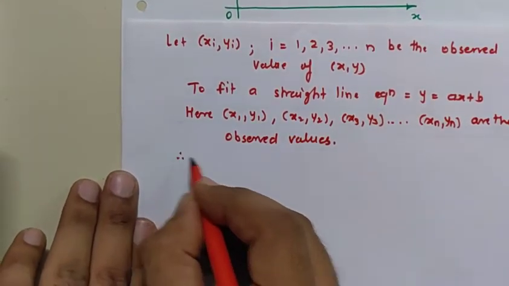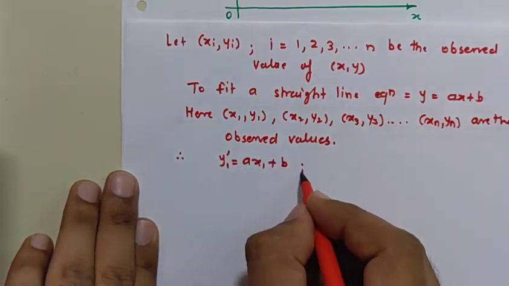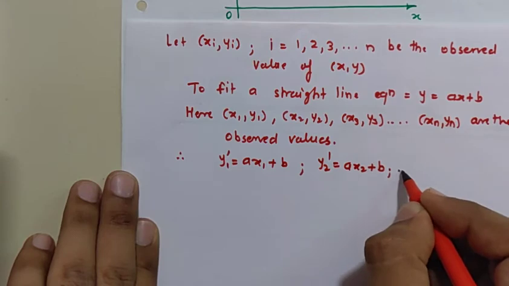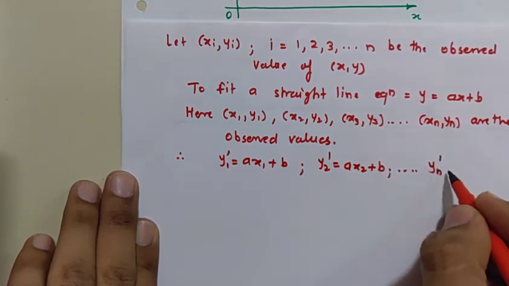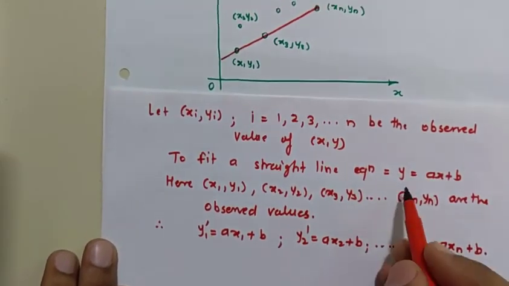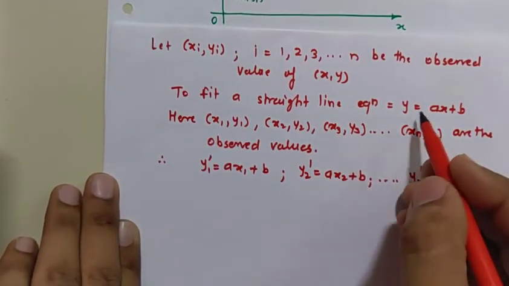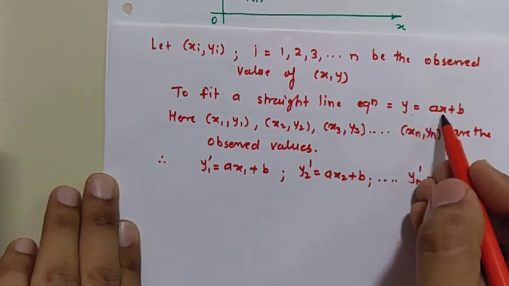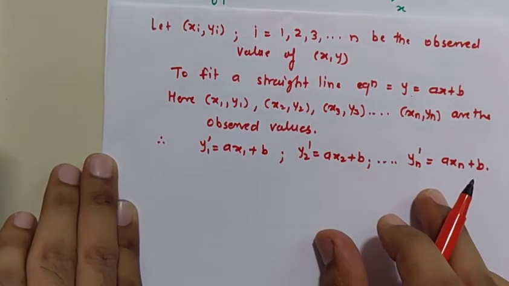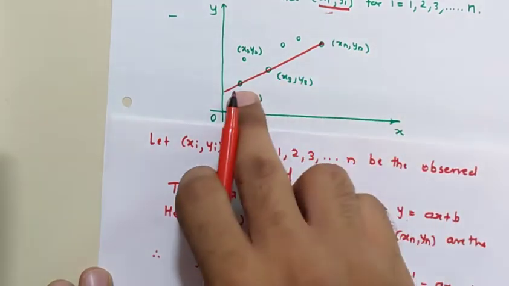So therefore y1 dash is equal to ax1 plus b, y2 dash will be ax2 plus b, and for yn dash it is equal to axn plus b. As the straight line equation is y is equal to ax plus b, for different values of x we have different values of y. So here y depends upon x, y is the dependent variable on x. So these are the calculated values of y coordinate under the assumption that the points lie on the straight line y is equal to ax plus b.